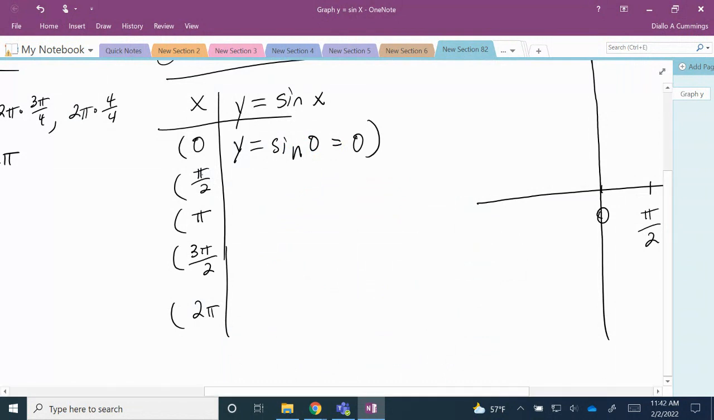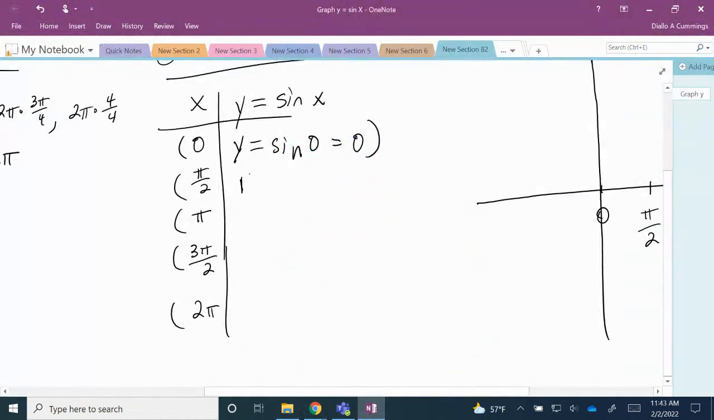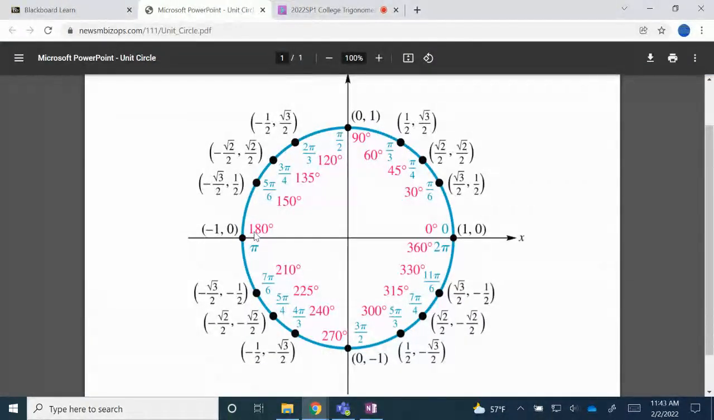Next, we can find the sine of pi over 2. If I pull up my unit circle, notice I have pi over 2, which is 90 degrees. If we're trying to find the sine, that would be the y coordinate, which is positive 1. So the sine of pi over 2 is equal to 1. That gives us an ordered pair point. The sine of pi: again, looking at the unit circle, pi is 180 degrees, so the sine of pi is 0.